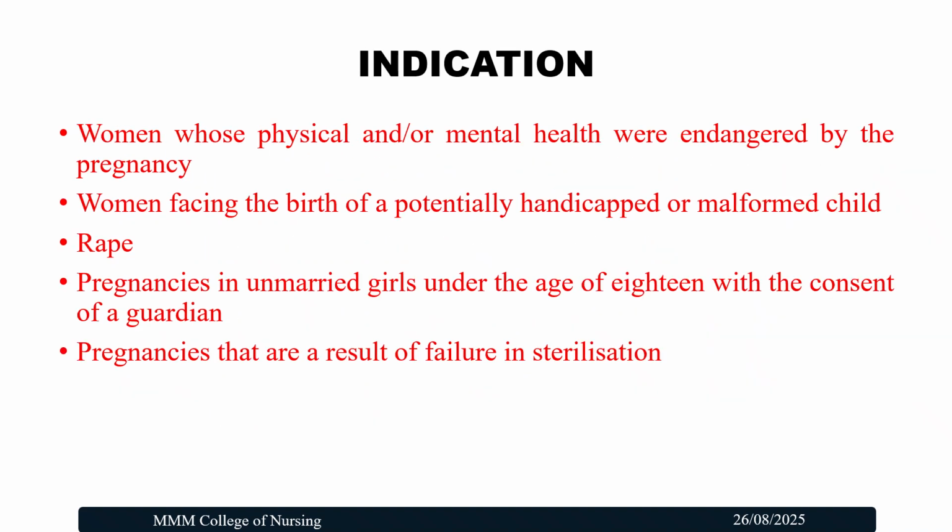Indications for the MTP. First, women whose physical and mental health is endangered by the pregnancy can go for the MTP, and women facing the birth of a potentially handicapped or malformed child can go for the MTP. Rape cases and pregnancies in unmarried girls under the age of 18, with the consent of the guardian, can go for the MTP procedure, as can pregnancies that result from failure of sterilization procedures. Unwanted pregnancies after sterilization also lead people to go for the MTP procedure.